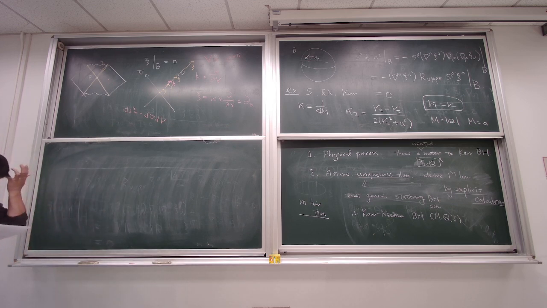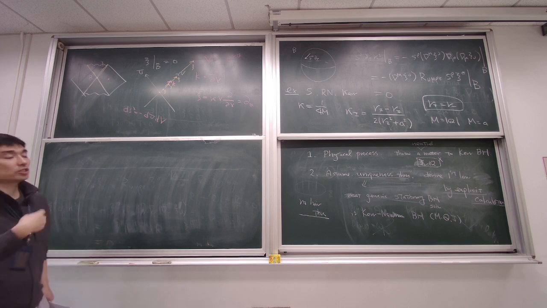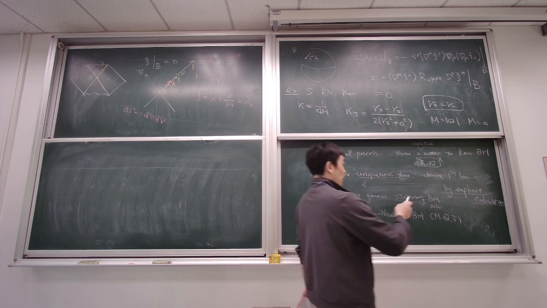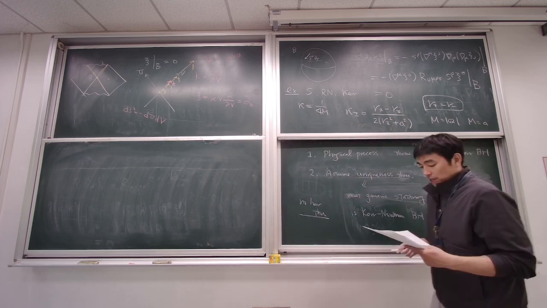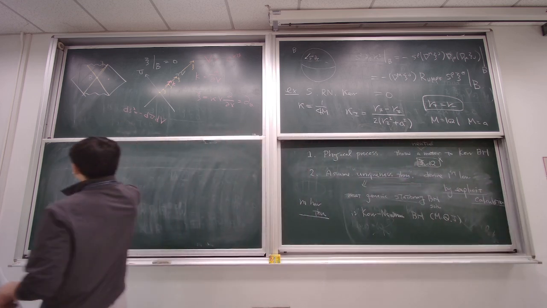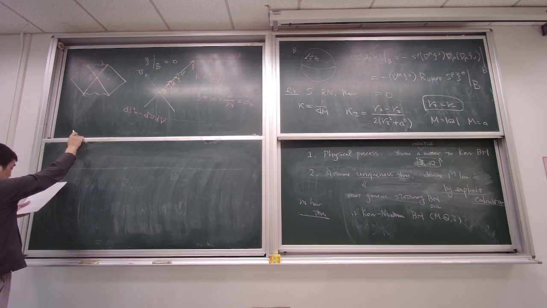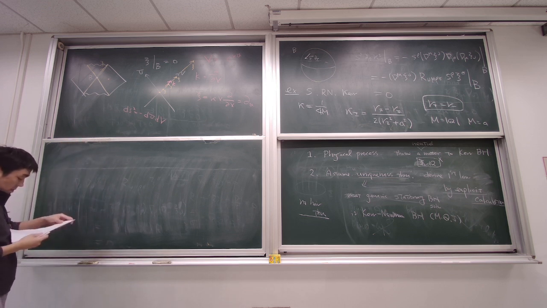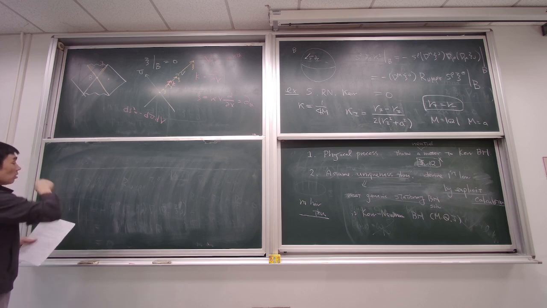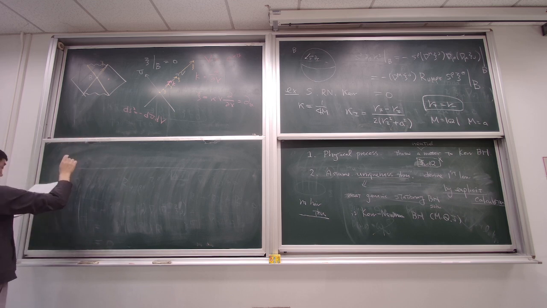Okay, so to derive that, we just consider the following: we characterize a matter which is thrown to the black hole, the Kerr black hole, and suppose it has momentum. So suppose it has the time direction u.